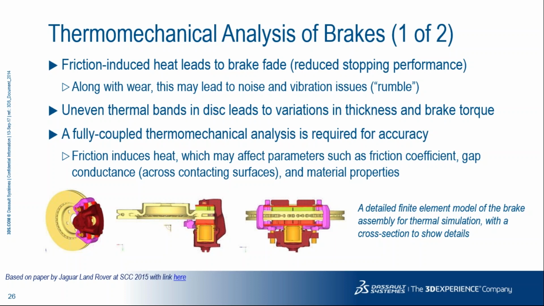So the objective is to determine the temperature and thermal hot band locations and to measure the disk thickness variation, so that a suitable design change can be made to achieve a uniform temperature band across the rotor. A coupled temperature-displacement analysis step in Abaqus can be used to accurately predict the frictionally induced heat.